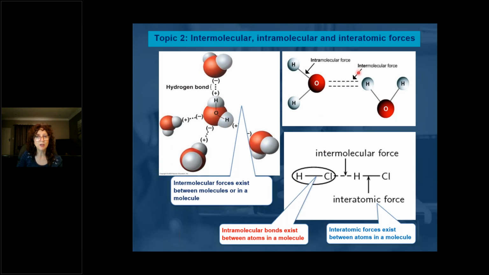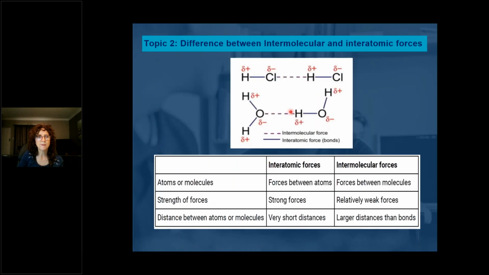What is an intermolecular force? Hydrogen bonds are intermolecular forces. It's between the oxygen and the hydrogen. So intermolecular forces exist between molecules. Moving on, just to show it from another angle, it's again between the hydrogen of this water molecule and the oxygen of this water molecule.